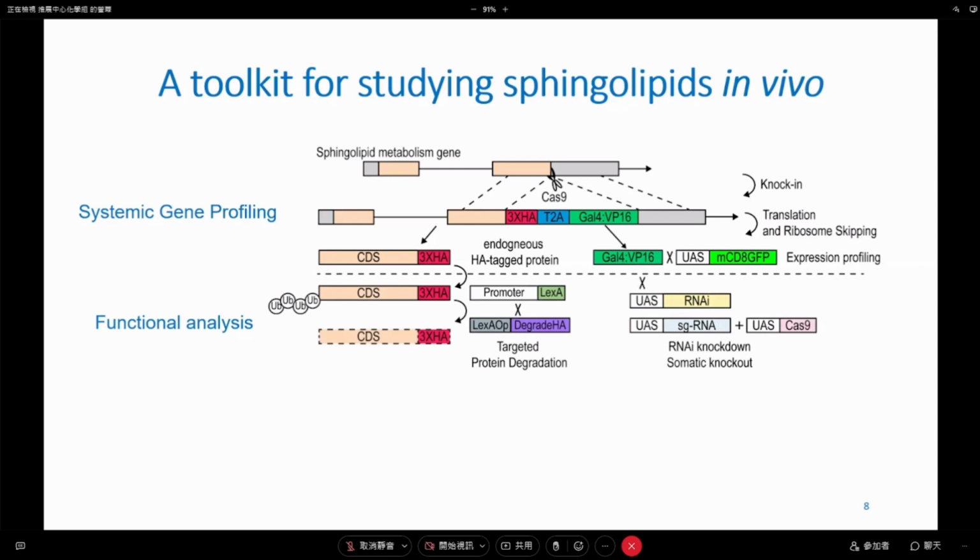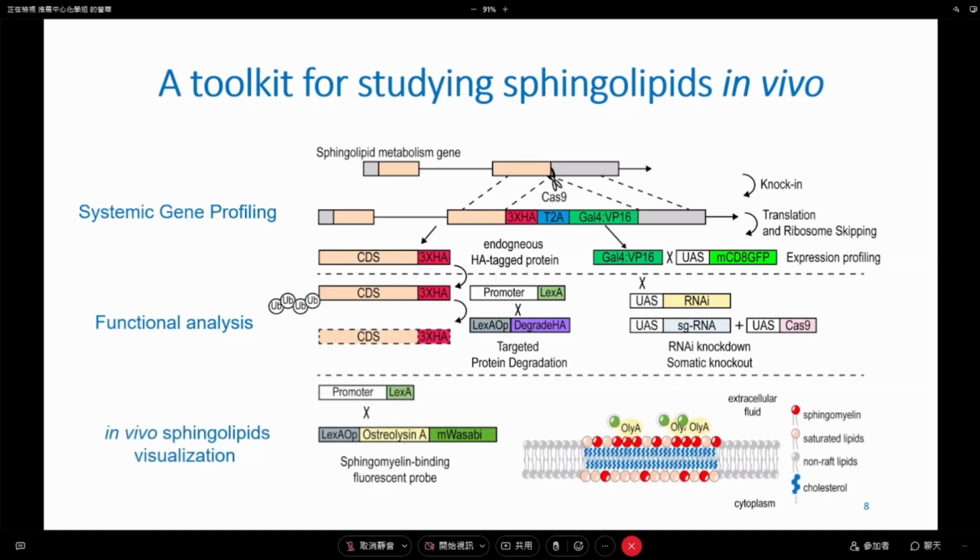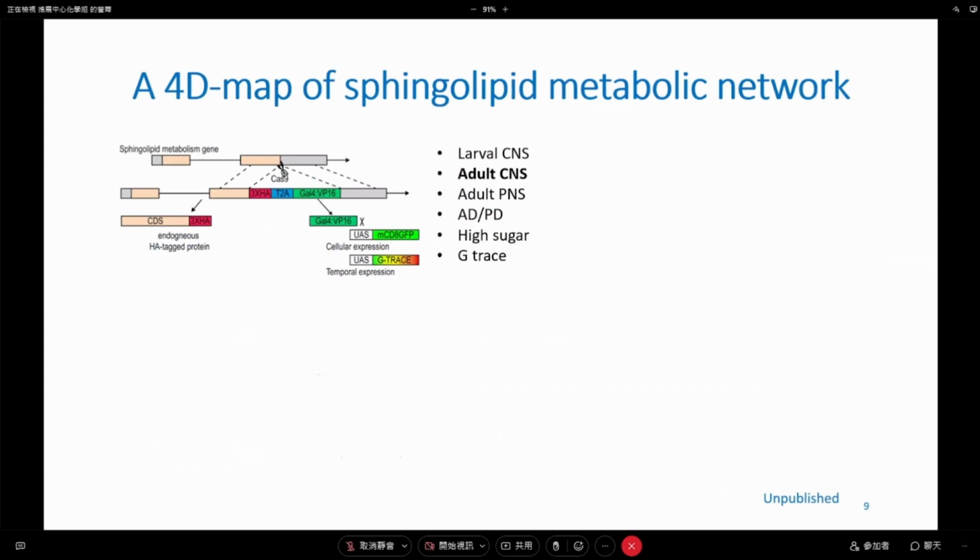And we also wanna do functional analysis by manipulating those enzymes by either overexpression or knockout. And for knockout, we wanna do targeted protein expression. So for the second part, I'll talk about the functional analysis by introducing you to a degradation system that we just made. And also we wanna see the lipid. And so we made a probe that's gonna recognize sphingomyelin, and I'm gonna show you how that works, okay? So the first part is to build a 4D map of the metabolic network by visualizing those enzymes. Visualizing enzymes is not hard, it's just a lot of work.